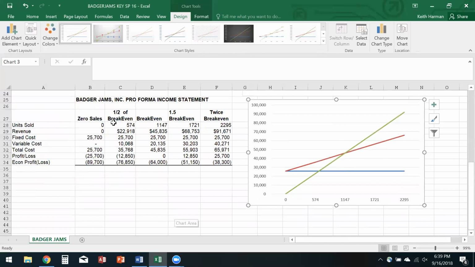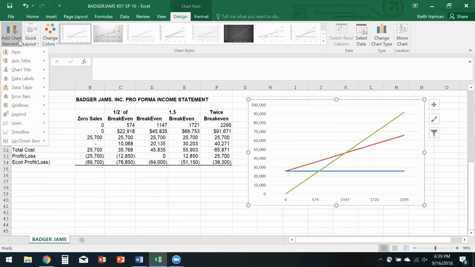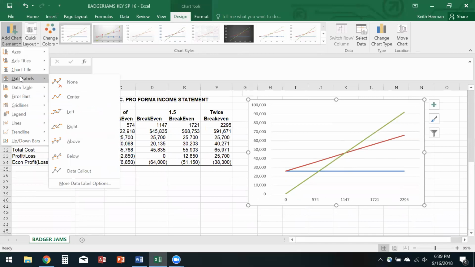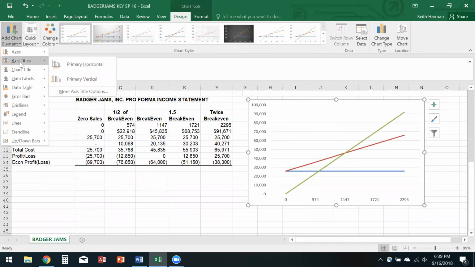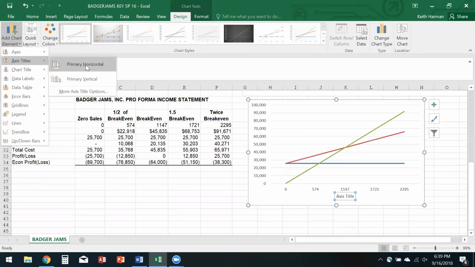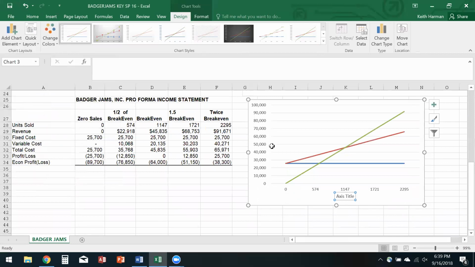Okay. And we'll do it real quickly. I'll do an axis title and the primary horizontal title, and that will be units sold. Now I don't have to necessarily type it down there. I can do this. Isn't that nice?